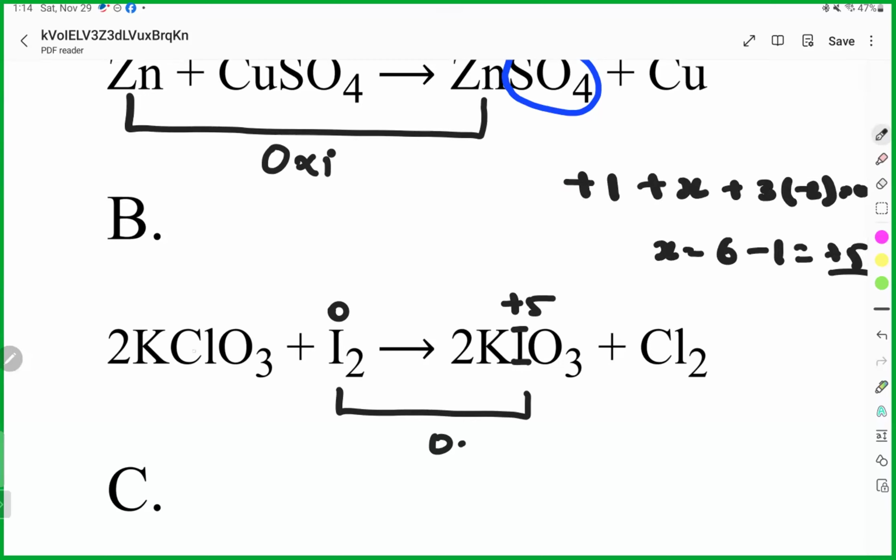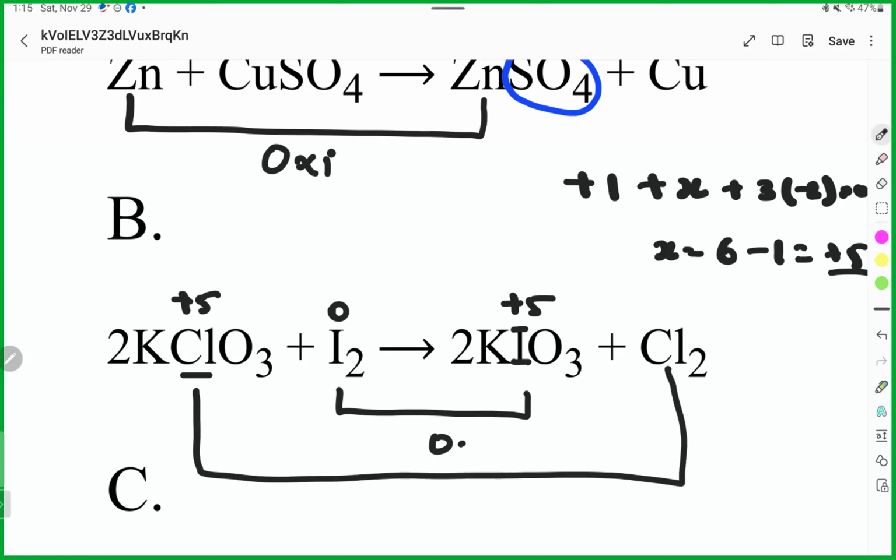What will be the charge on the chlorine? Same method. Instead of iodine, chlorine, we have everything the same. K is always +1, this is potassium. And what is this undergoing, oxidation or reduction?